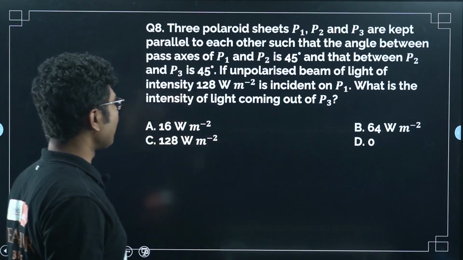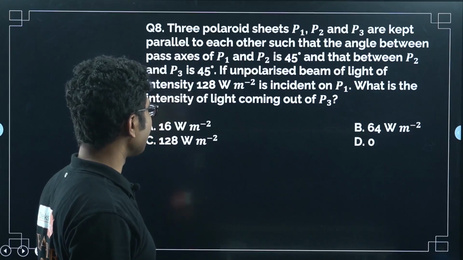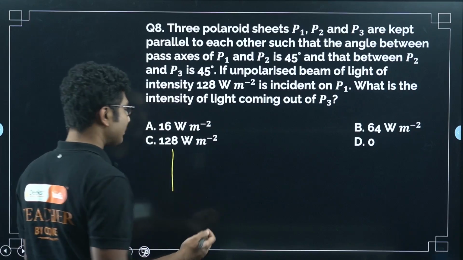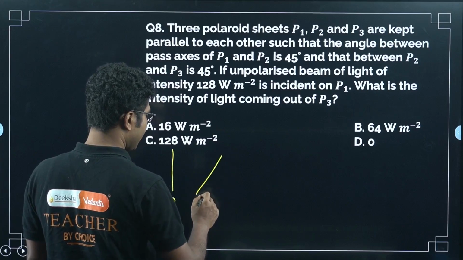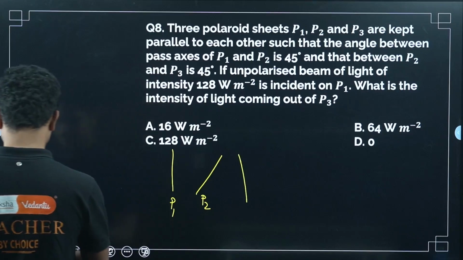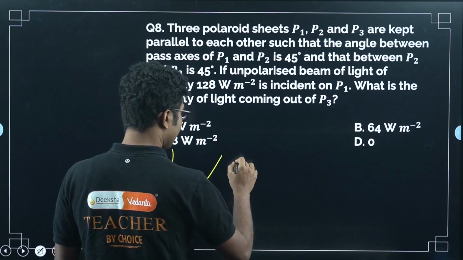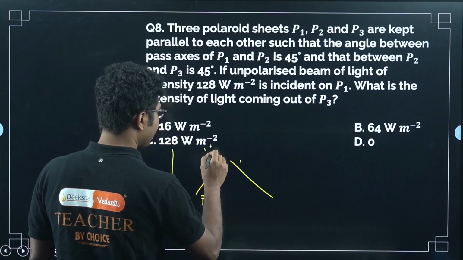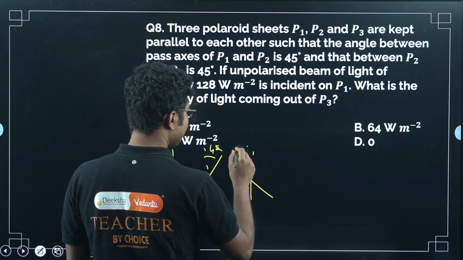Three Polaroid sheets P1, P2 and P3 are kept parallel to each other such that the angle between pass axes of P1 and P2 is 45 degrees and that between P2 and P3 is 45 degrees. So we have 3 polarized sheets. I am just drawing their axes. First P1, this is P2 and this is P3. P3 and P1 are perpendicular, as you can see. But this angle is 45 degrees.